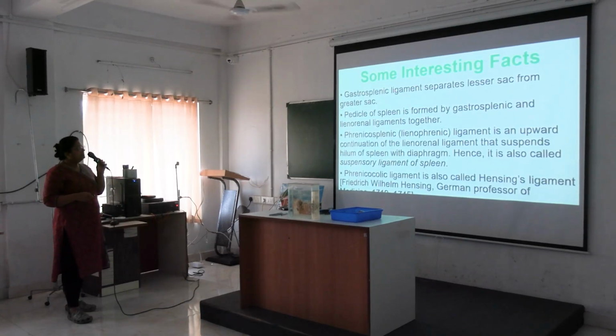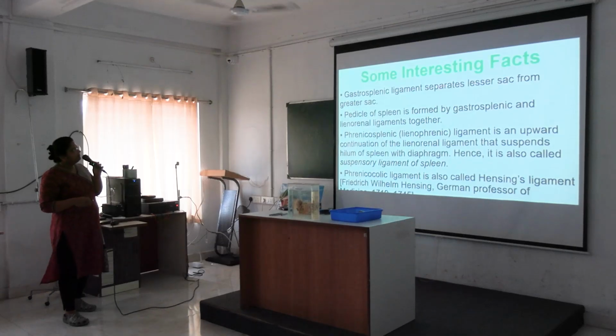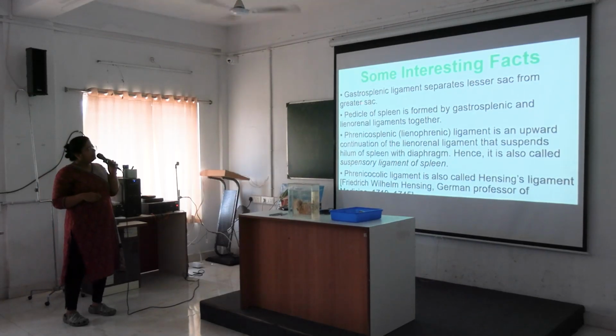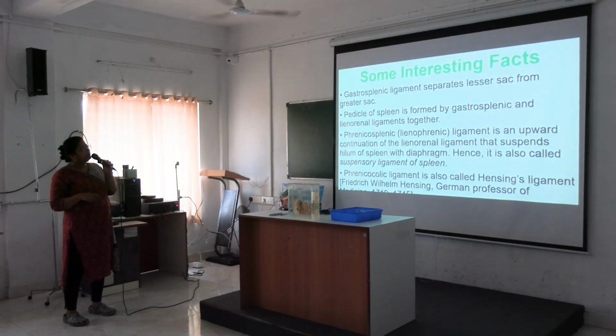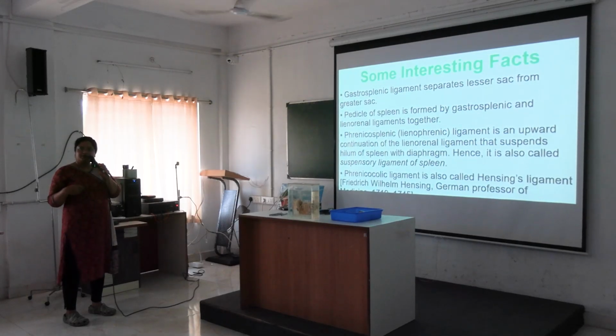So the gastrosplenic ligament separates the lesser sac from the greater sac, and the pedicle of the spleen is formed by the gastrosplenic and lienorenal ligaments together, okay, near the hilum.